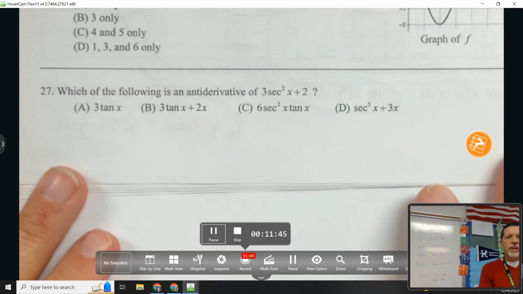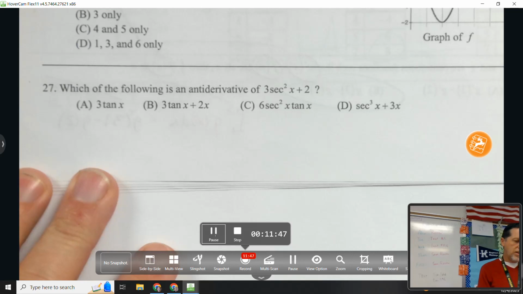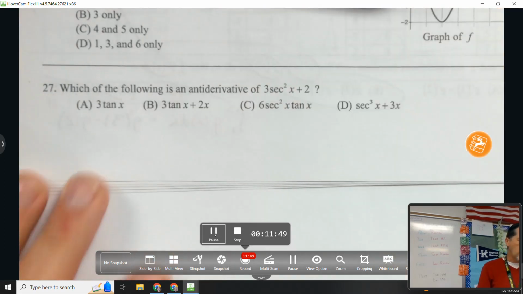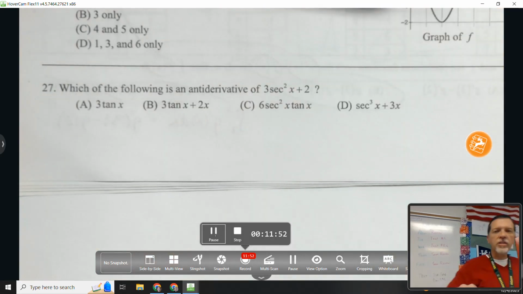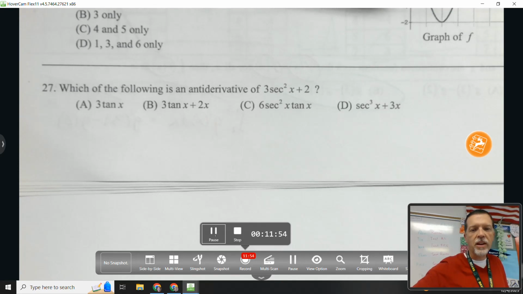All right, number 27. Which of the following is an antiderivative? I feel like that's a pretty straightforward question, so I'll let you do that one, and I'll pull a popsicle stick.